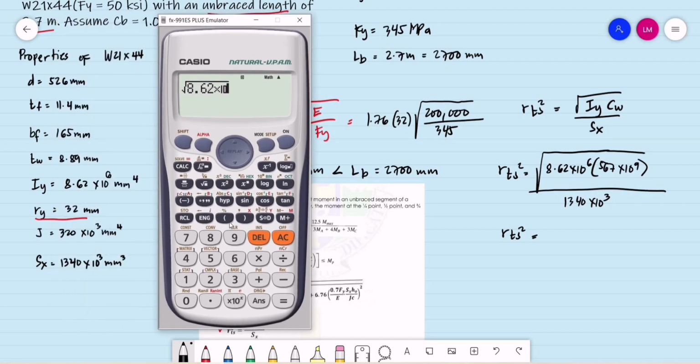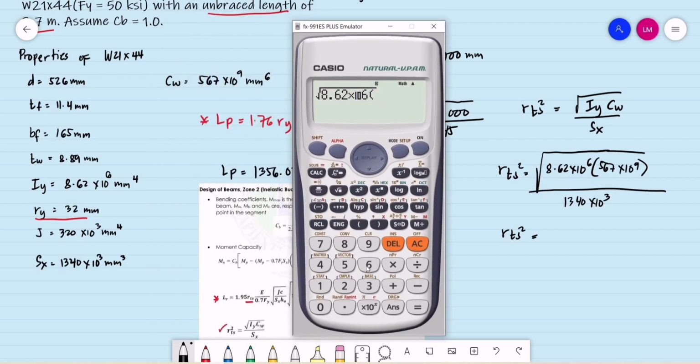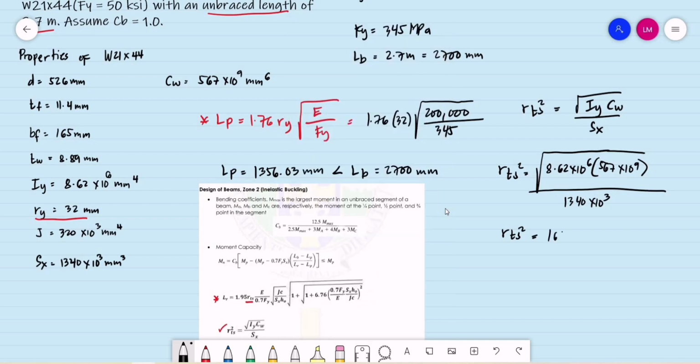This is times 10 raised to 6. Then multiplied by our c sub w, 567 times 10 raised to 9. Then to be divided by 1,340 raised to 3. That is 1,649.8344 and so on.